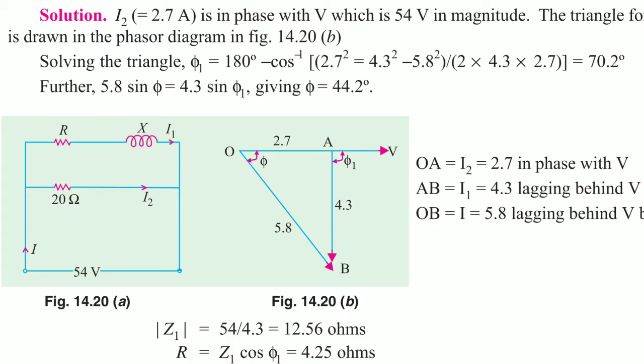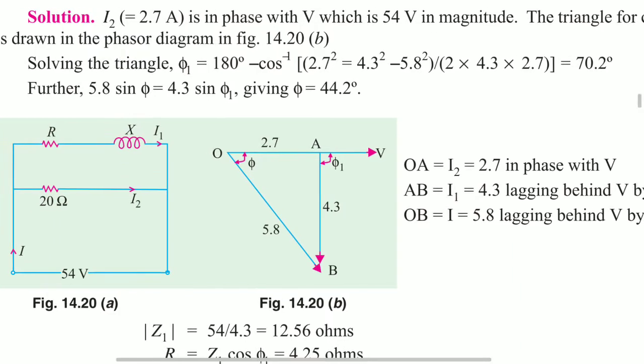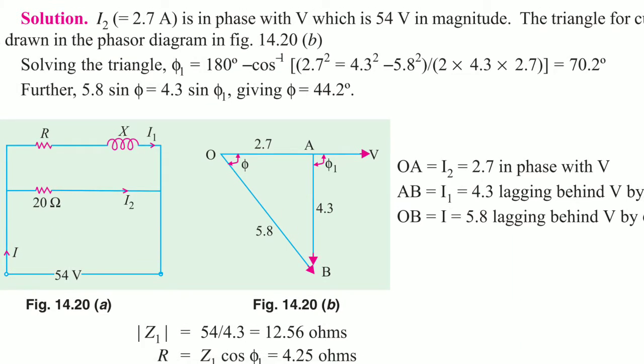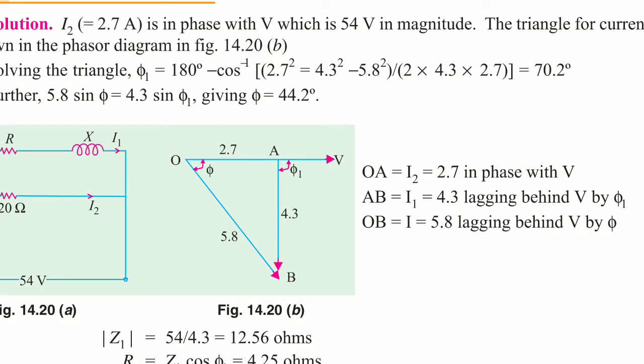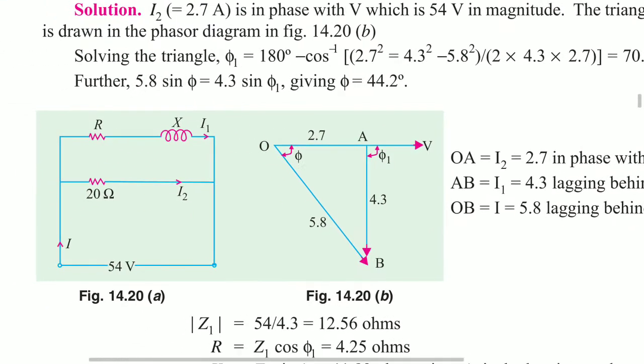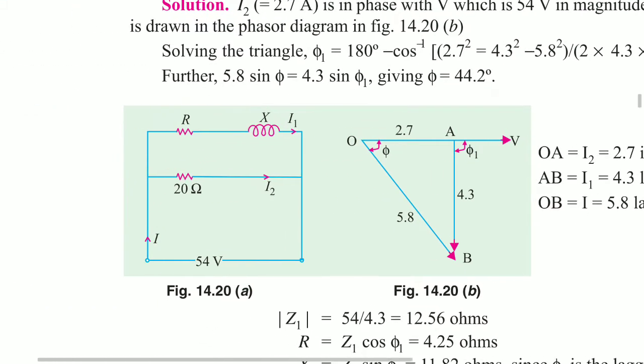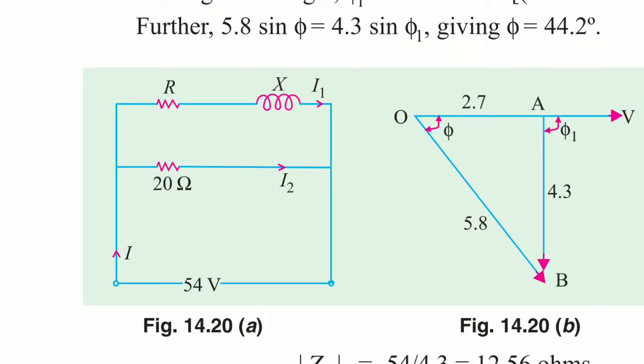Now observe here: OA is equal to 2.7, in phase with V. AB is equal to 4.3, lagging behind the voltage V by the angle phi 1, and OB is equal to 5.8, lagging behind V by phi. So OB is the resultant of OA and AB. This is the circuit.